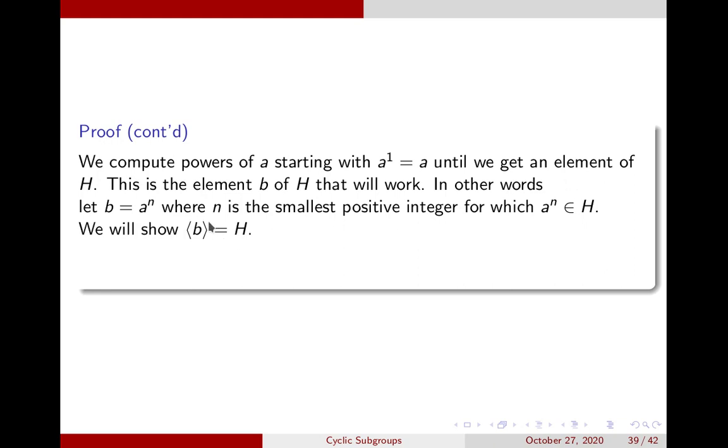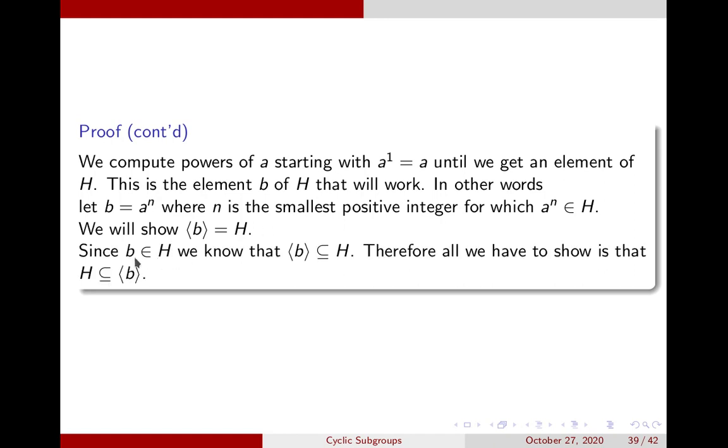And now we have to argue that the subgroup generated by this little b is all of capital H. From a previous slide, a fact I mentioned, we know that since b is in the subgroup capital H, the subgroup generated by little b is a subset of capital H. So all we really have to show is that the subgroup capital H is a subset of the cyclic subgroup generated by little b.